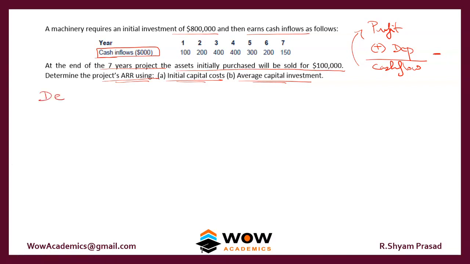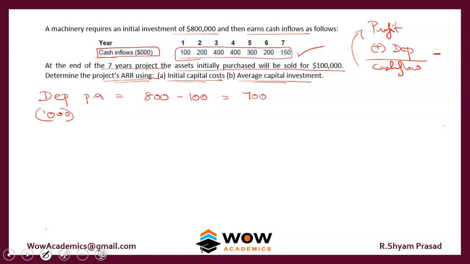First we'll find out the depreciation, then we'll move on. Depreciation per annum. We'll cut the zeros and get the answer in thousands. The asset value is 800, that is 8 lakh, and the asset is being sold for scrap for 100. So our total depreciation is 700. Here we have to get a number called the annual average profit. The number that has been given is cash inflow.